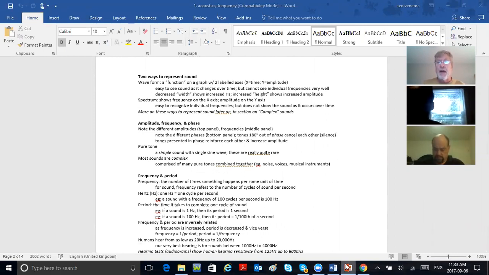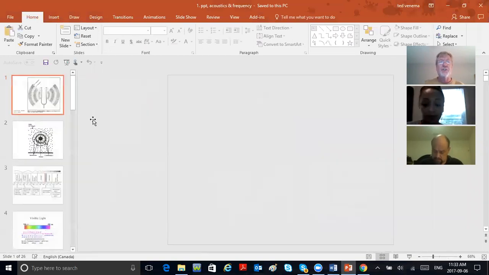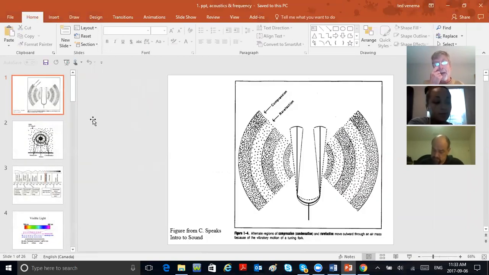Now I'm going to pull up the PowerPoint that we have here. Just a quick review of what we did last week. And you can see the tuning fork here, making condensation, rarefaction. What I really want to remind people of is this: 1 rarefaction and 1 condensation means 1 cycle. Okay, that's 1 wave. So 1 condensation and 1 rarefaction together make 1 sound wave cycle of 360 degrees.